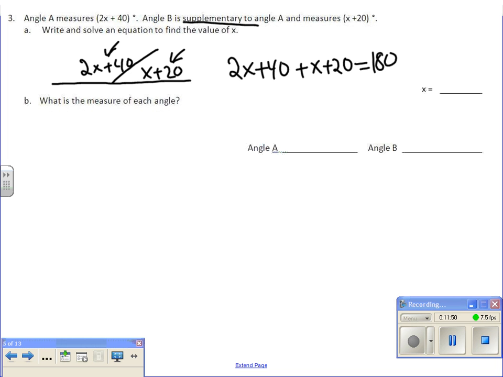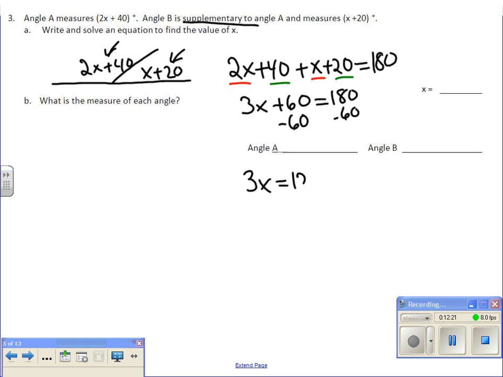Now I want to combine my like terms. 2x and x are like terms. 40 plus 20 are like terms. So 2x plus x is going to be 3x. 40 plus 20 is going to be 60. All of that is going to be equal to 180 degrees. Take away my 60, and keep going. So 3x is going to be equal to 120. Remember, the 3x means 3 times x. So I'm going to divide by 3, and x is going to be equal to 40.